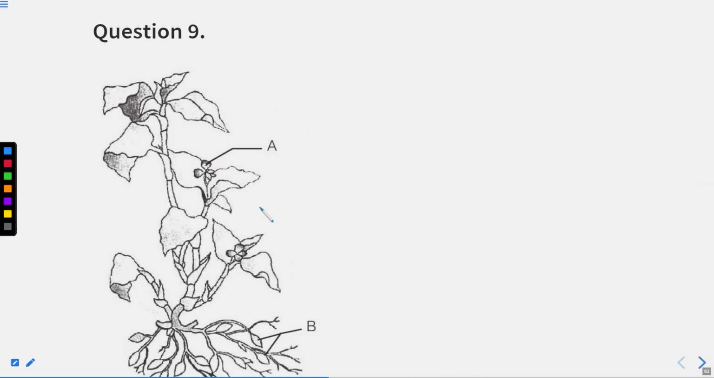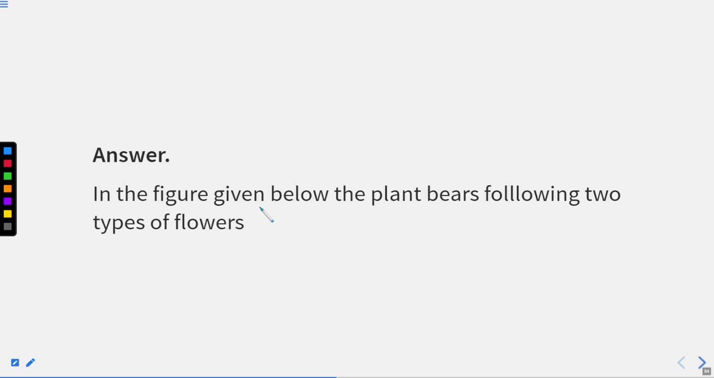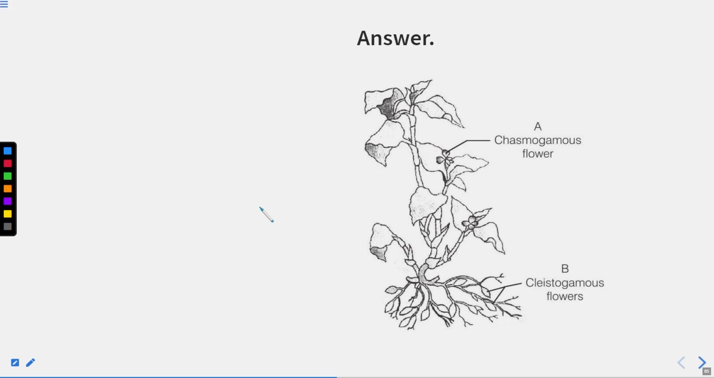So this is the figure. You can have a look at the figure. Now let's have a look at the answer. In the figure given below, the plant bears the following 2 types of flowers. So A, these are the chasmogamous flowers. We will discuss what chasmogamous means. And B, these are the cleistogamous flowers.